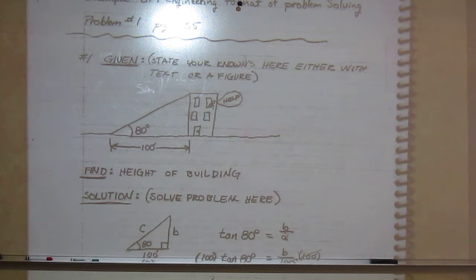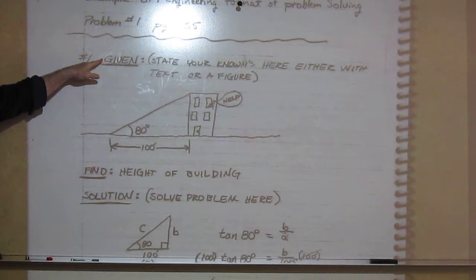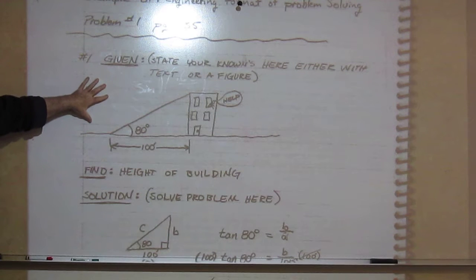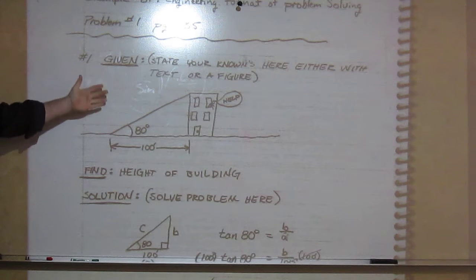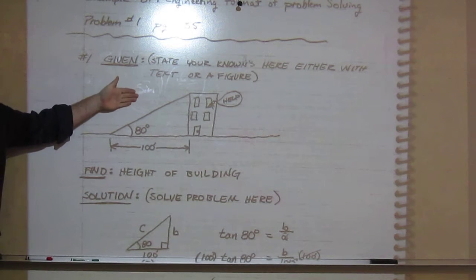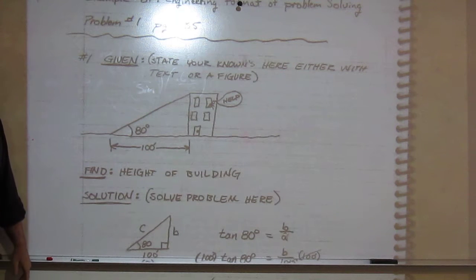Think of it like you're drawing outlines. That's exactly what it is. It's an outline for a math problem. First thing you do is you have a given section. Here is where you state all of your known information. I like sketches, hence that's why I like drafting. So I do a little drawing.